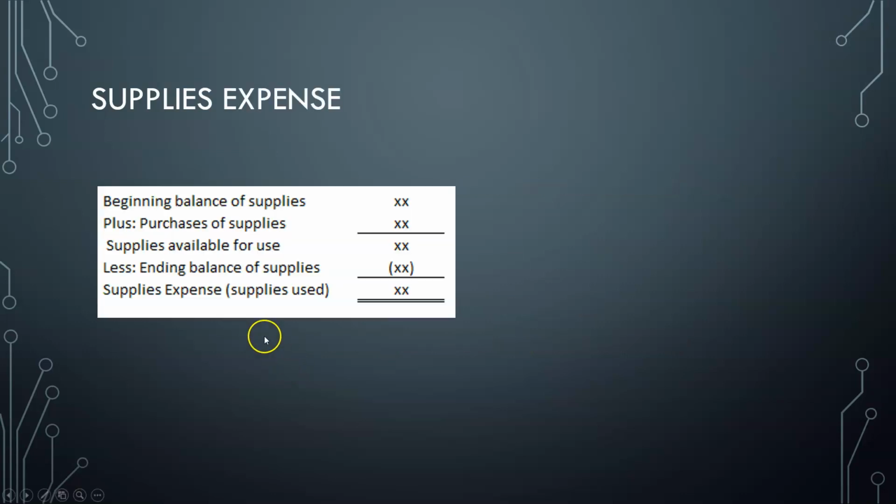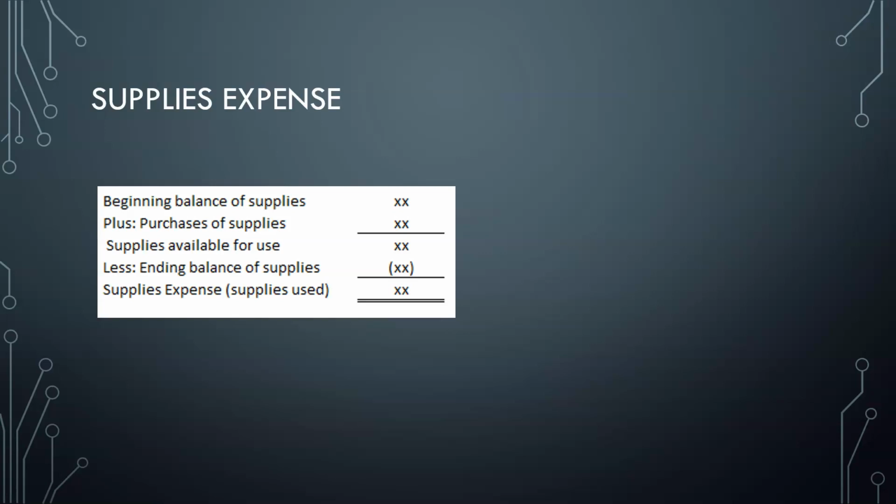This slide helps you calculate the supplies used. So to do the calculation, you're going to start with the beginning balance of supplies. If the company had any supplies remaining at the end of the previous year, that becomes the beginning balance of supplies in the current year. To that, they would add any purchase of supplies that they've done during the year. That gives them a number called supplies available for use.